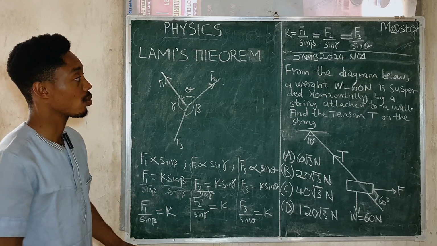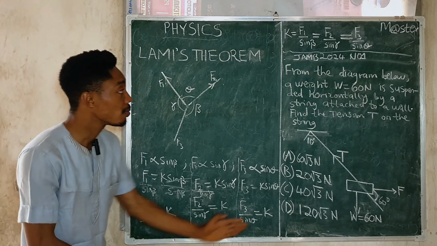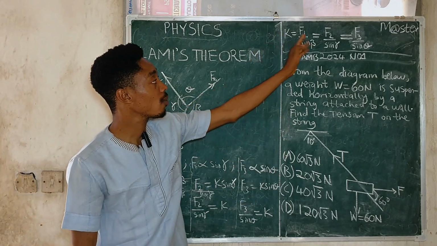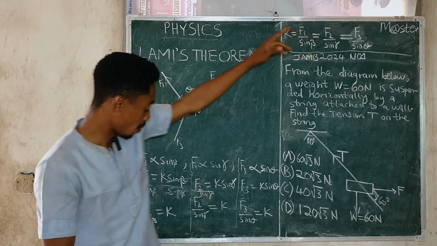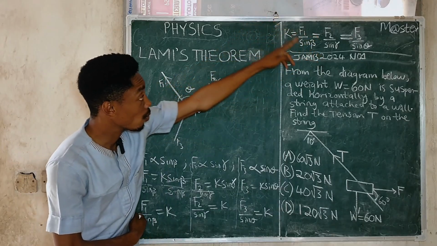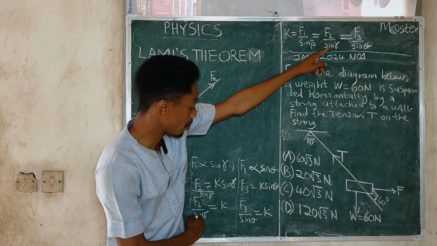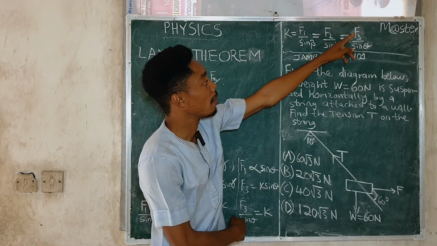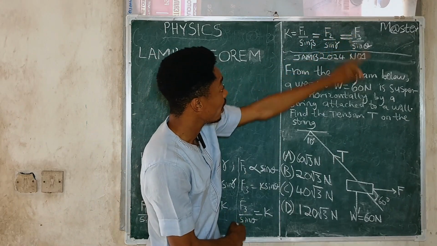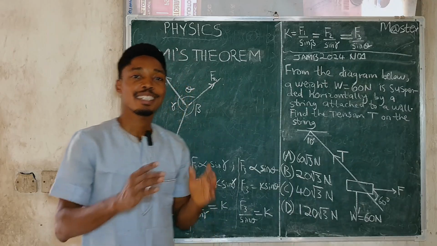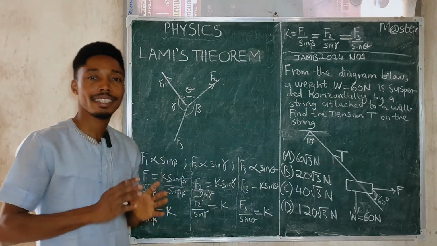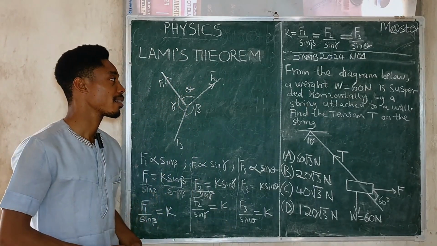Putting all those three cases together, we now have that K equals F1 all over sine beta, which is what we had here, equals F2 all over sine gamma, and the same K equals F3 all over sine theta. This is Lami's theorem. You can see how simple Lami's theorem is.